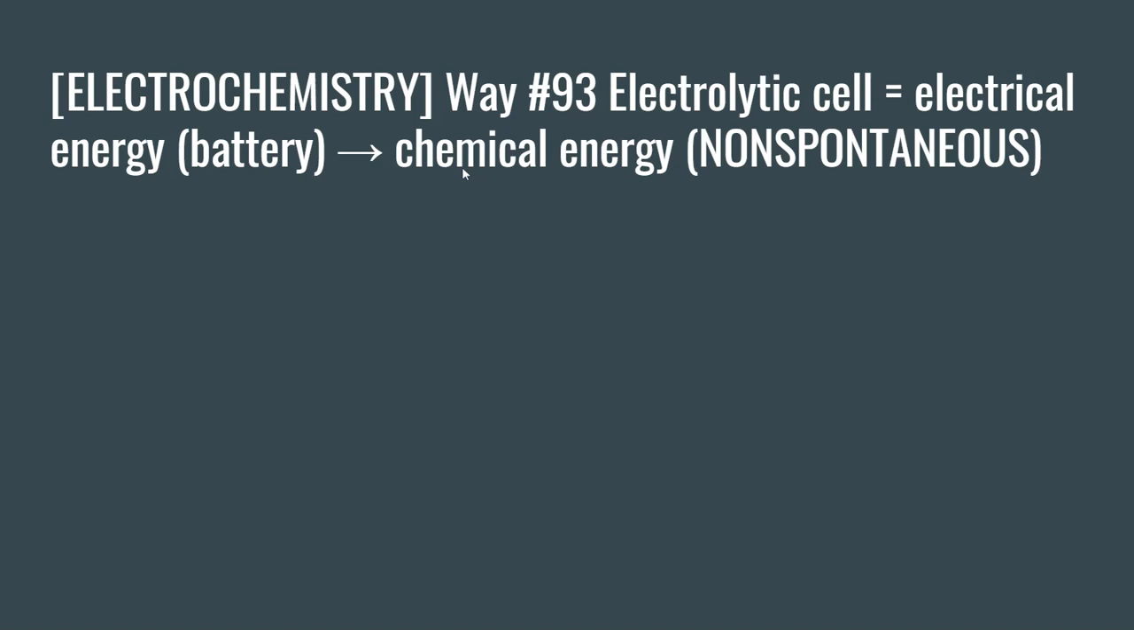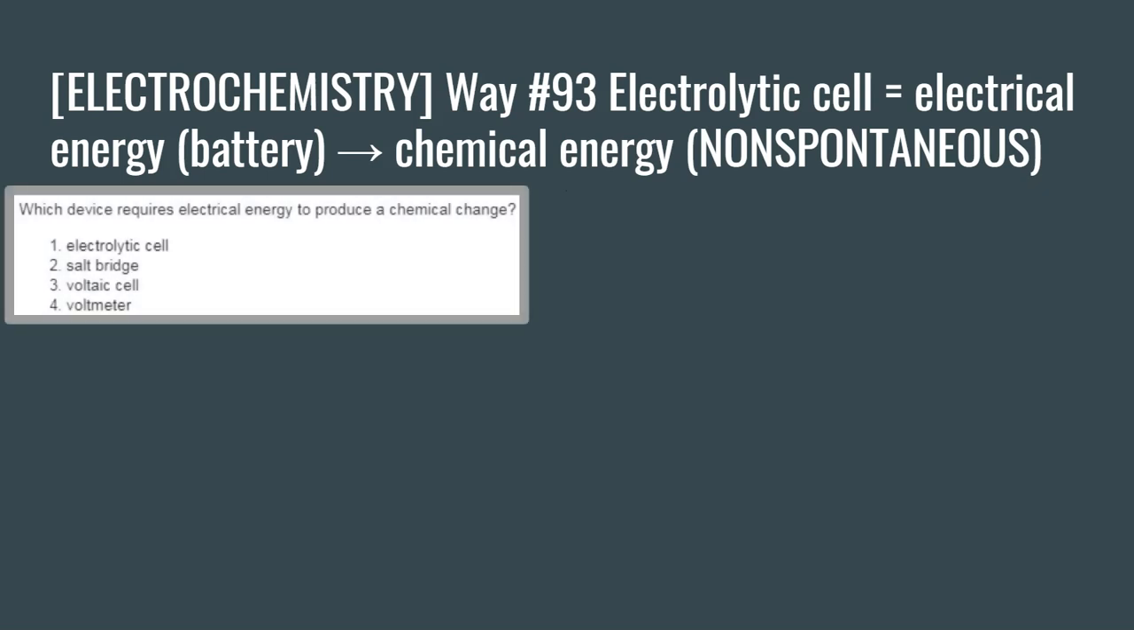So we can use a battery to cause a chemical reaction that wouldn't normally occur to happen by using the energy of the battery. We would therefore call this a non-spontaneous reaction because this chemical reaction doesn't normally happen under normal circumstances. We have to use the power of the battery in order to power that chemical reaction.